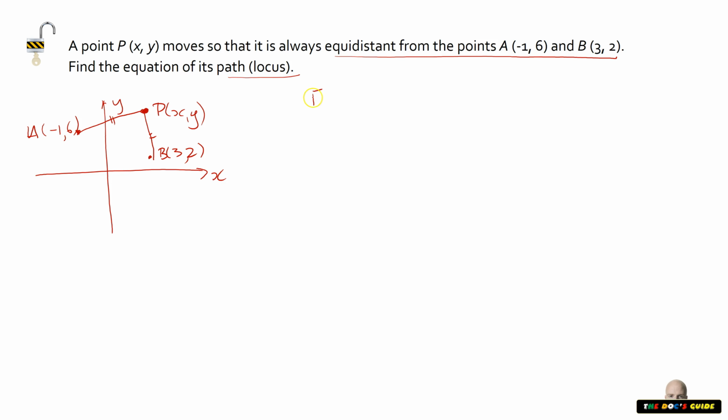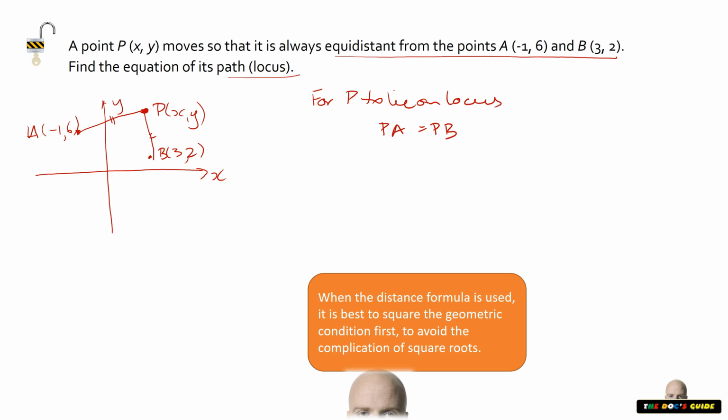So for P to lie on the locus, what do I need? I need, as we said, PA to equal PB. But the thing about distance is that when we use the distance formula, it's probably best to square the distance formula.